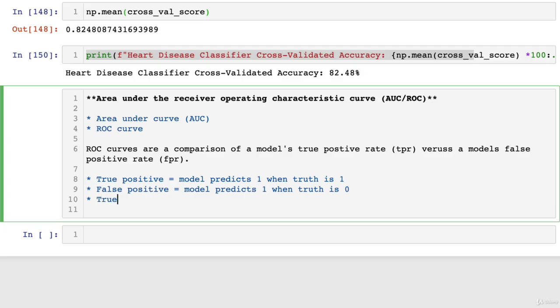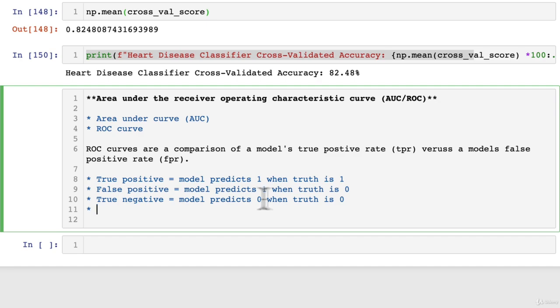And then if we go here, a true negative equals model predicts 0 when truth is 0. So that makes sense. That's the model getting the right prediction there. It's predicting someone doesn't have heart disease when they actually don't. That's great. And then a false negative equals model predicts, what do you think this one will be? False negative. If we look at false positive, a false negative is when model predicts 0 when truth is 1. So that's because it's predicting not heart disease when it actually is heart disease.